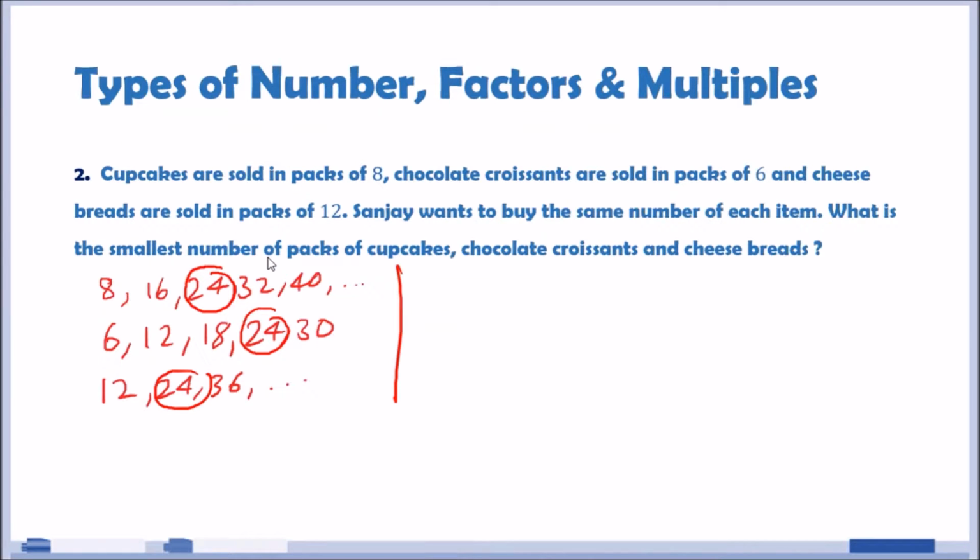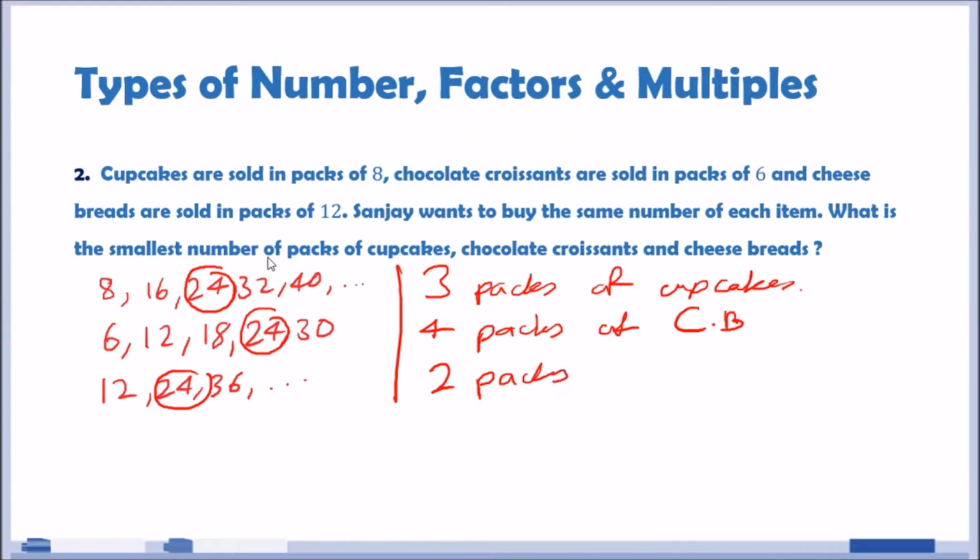Okay, so that's the smallest number of items, but we need to see how many packs of each. So here we need 3 packs of cupcakes, I'm using a graphics tablet by the way. What else? We need 4 packs of chocolate croissants, and also 2 packs of, what's the last one? Oops, cheese breads. Okay, that's it. Easy question.